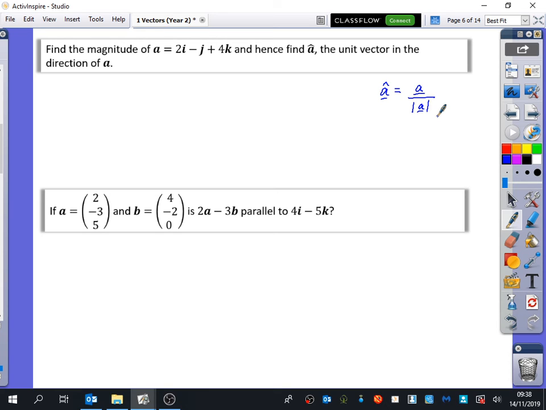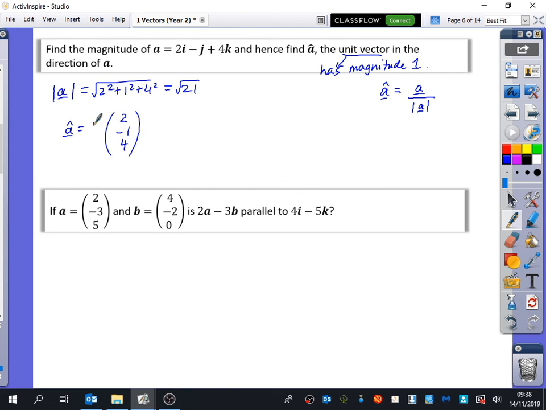A unit vector has magnitude 1. So what's the magnitude of A? No, the magnitude of this. It's 2 squared plus 1 squared plus 4 squared, which is root 21. So the unit vector A is the A vector, which is 2 minus 1, 4, all divided by root 21.